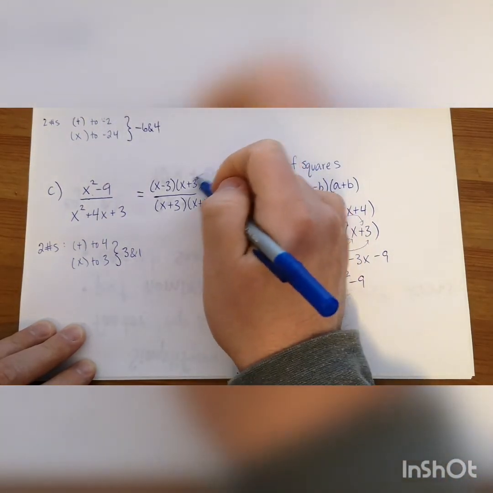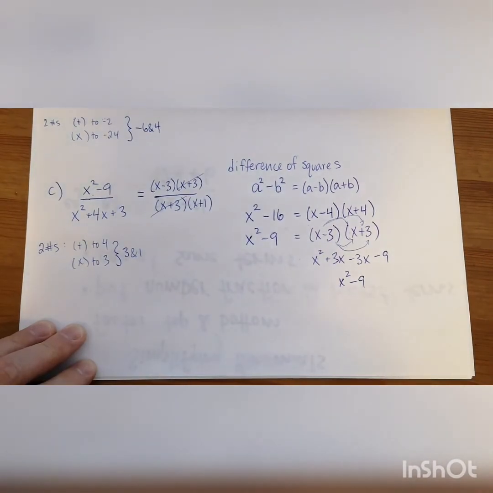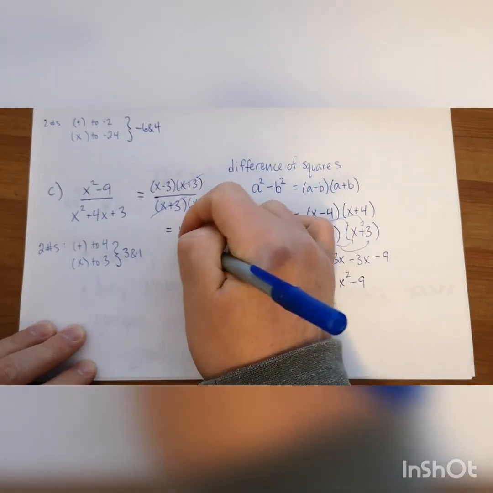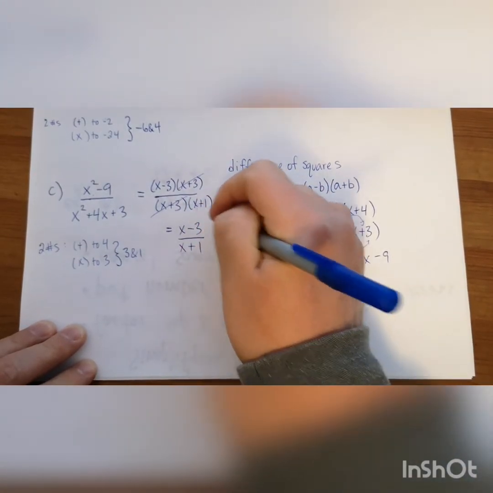All right. That's very satisfying there, crossing off those x plus 3's. And our answer is just what we have left, x minus 3 over x plus 1.